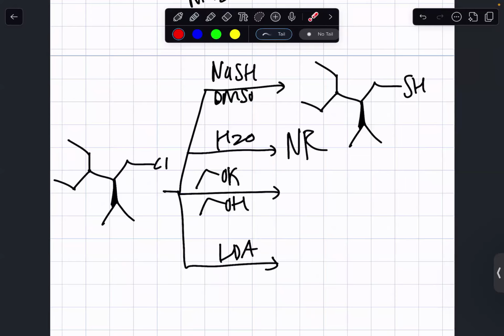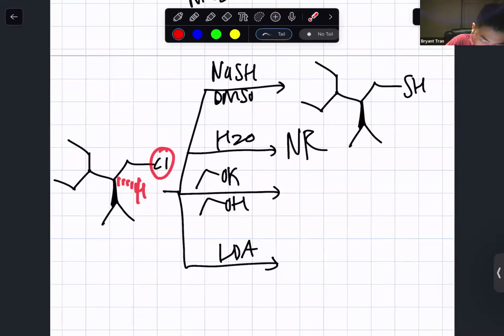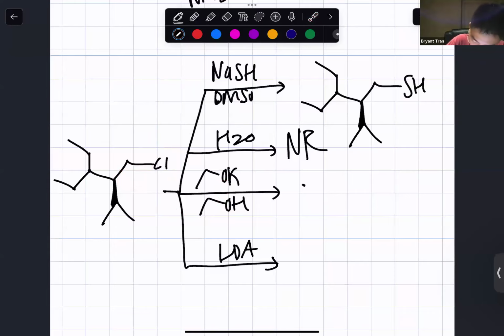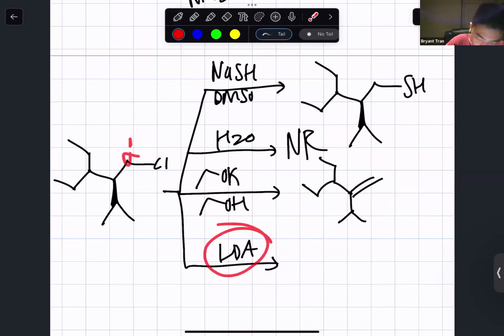E2. And in this case, the hydrogen here is a dash. The leaving group is not a dash or wedge, so we just assume that's anti. The base here is going to grab that proton, create a double bond there, and kick out the leaving group to form this double bond right here. Like that. LDA is also the same, but it has no choice.